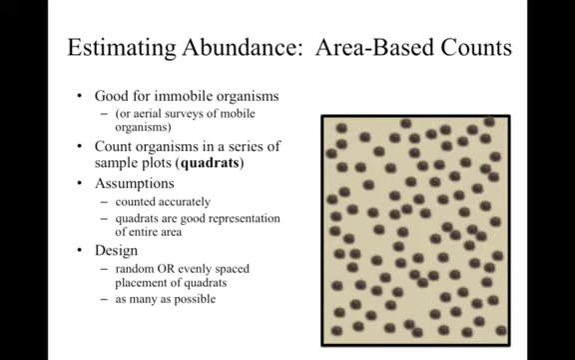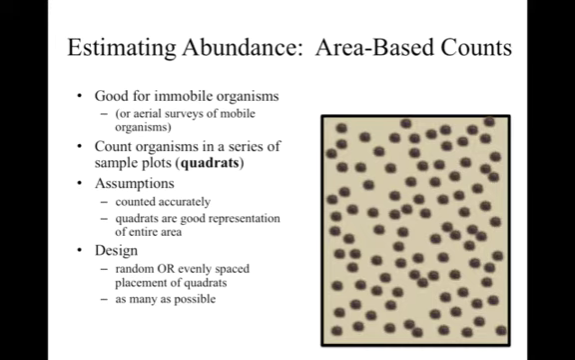So a number of different techniques that scientists use to figure out, hey, how many organisms are in this location at this time? One common way is what's known as area-based counts. And this is really good for immobile, not moving organisms. It can also be used for aerial surveys of mobile organisms. For example, if you're up in a plane and you take a picture of moving animals, you can use that. Basically what you do is you throw down a series of sample plots. So this is what's known as a plot-based method.